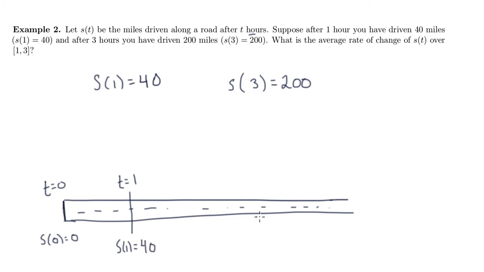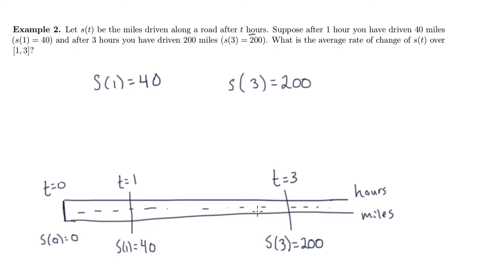And then later, after 3 hours, I've driven 200 miles from where I started. And of course, t is in hours, s is in miles. So this sort of double number line idea is a great way to visualize what's going on. I'm not going to draw the car, but your car is just moving along like this.